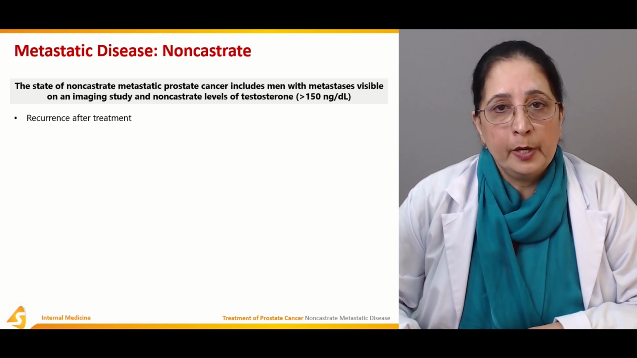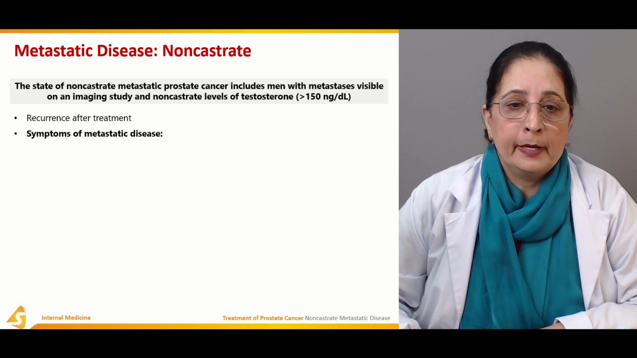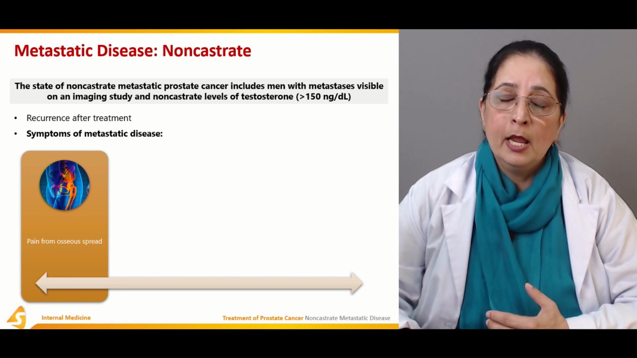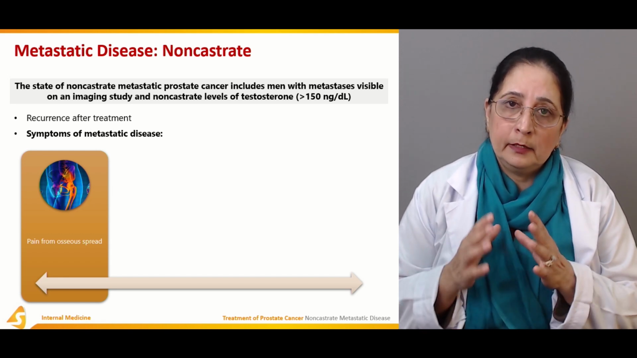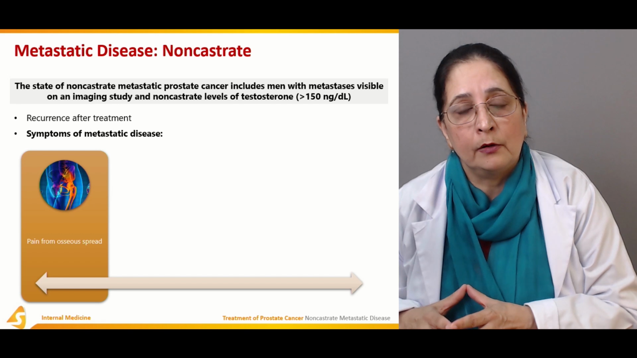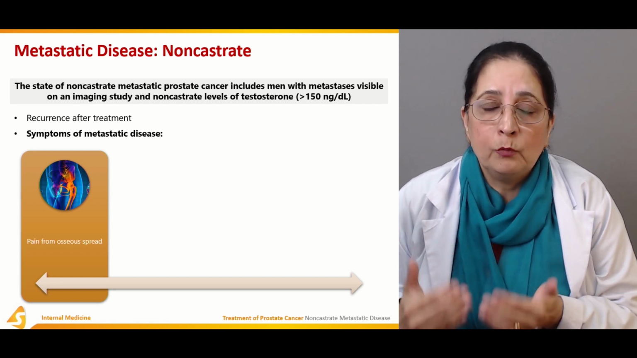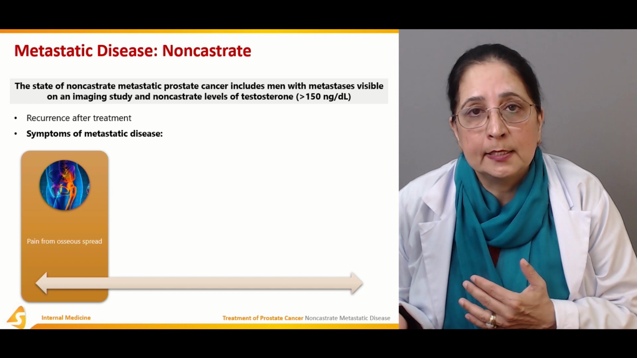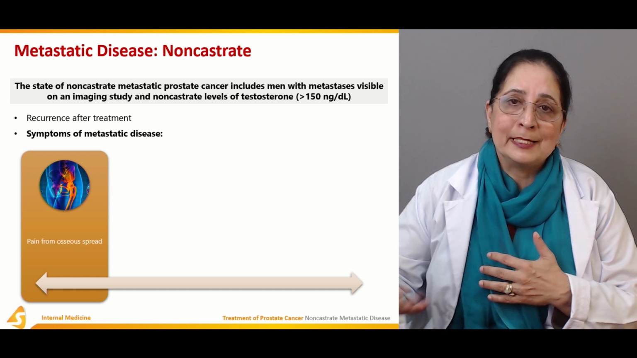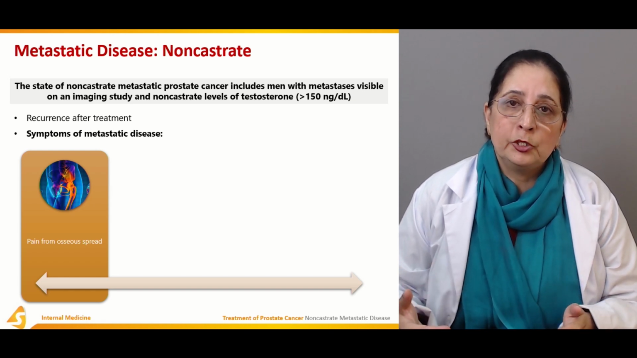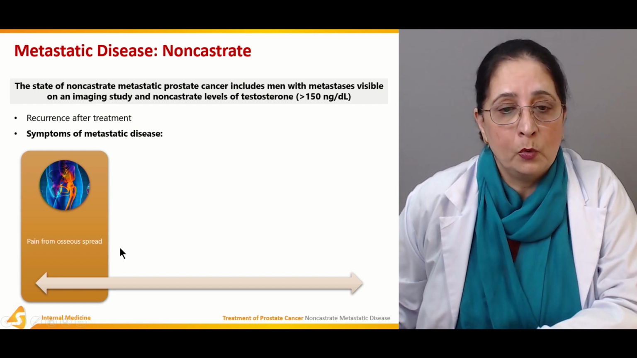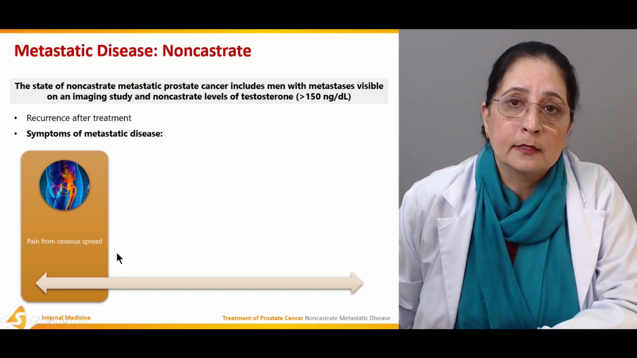Recurrence after treatment. Symptoms of metastatic disease include pain from osseous spread. Now, once the metastasis occurs, they are non-castrate because the levels of testosterone are more than 150 nanogram per deciliter. So now the symptoms will be more of metastasis. If it metastasizes to the bone, there is pain from the bone and the metastasis of the cancer to the bone.